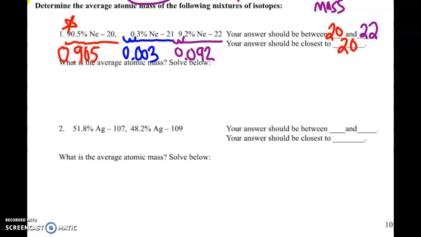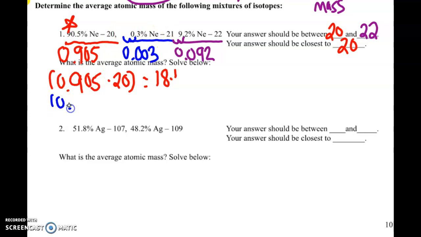Okay, so we're going to take the percent abundance, so the percent abundance is 0.905 times the mass, which is 20. Plug that into your calculator, 0.905 times 20. Actually pause it, plug it in, and come back. Okay, you should have gotten 18.1. We're going to do that same thing for the next isotope.